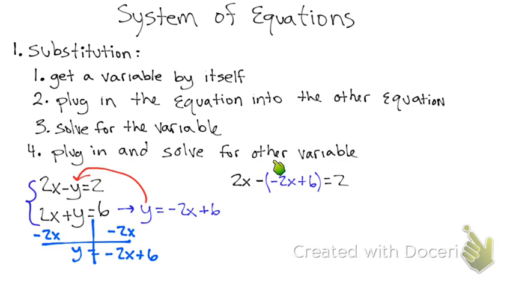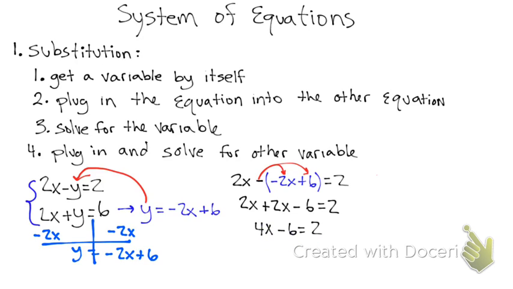Now we have to distribute the minus sign and solve for x. Distribute. So 2x, negative times negative is positive, so plus 2x. Negative times a positive is negative, so minus 6 equals 2. Now we're going to combine like terms. We have this 2x plus 2x to get us 4x. Minus 6 comes down, equals 2.